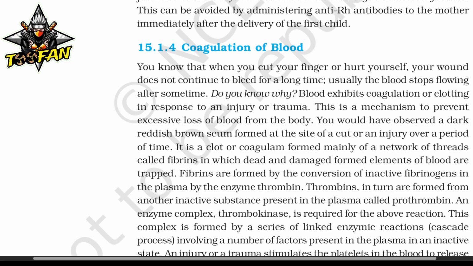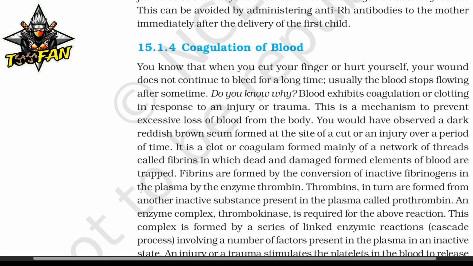You would have observed a dark reddish brown scum form at the site of a cut or injury over a period of time. It is a clot or coagulum formed mainly of a network of threads called fibrins, in which the dead and damaged formed elements of the blood are trapped. Fibrins are formed by the conversion of inactive fibrinogen in the plasma by the enzyme thrombin. Thrombin in turn is formed from another inactive substance present in the plasma called prothrombin.